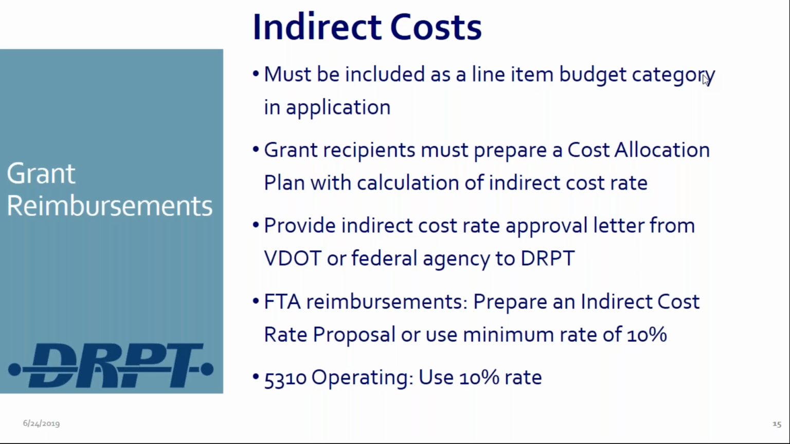For those who are getting federal money, and I guess it varies from the small urbans and 5311s, there is a requirement to not only submit to DRPD, but we submit the 5311 ones to FTA for their approval. If you do have an approval letter from VDOT or a federal agency, you probably want to also submit that to us.